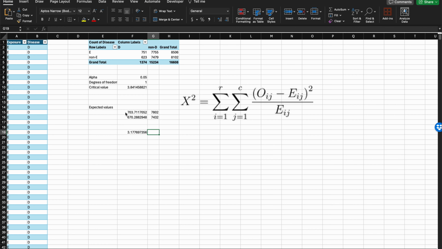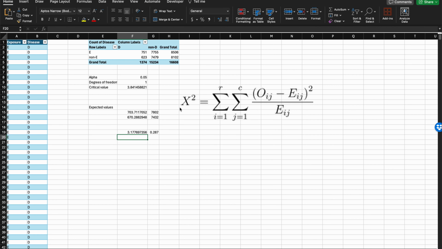Let's go to the next one. Equals, open parentheses. I'm going to click on observed. That's that 7755 minus its corresponding expected. That's the 7802. Close parentheses to do that subtraction. Square that subtraction. Now I'm done with the numerator. Close parentheses divided by expected. So click on the 7802 once again.